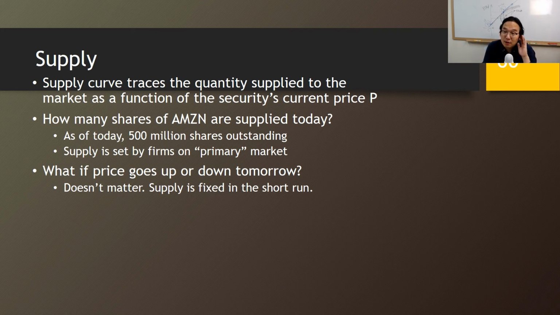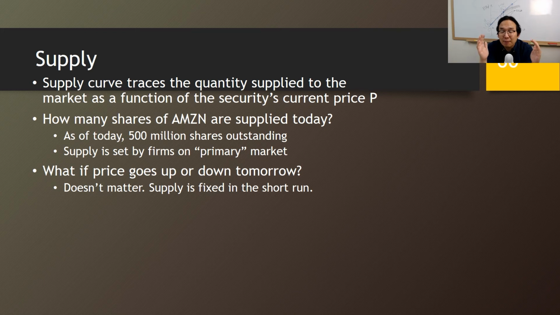The supply curve and demand curve that I'm talking about are the aggregate supply and aggregate demand of one single security, or potential demand and supply for one single security called Amazon.com, and in the short run, not the long run. What if prices go up or down tomorrow? Well, it doesn't matter. Supply is fixed in the short run.